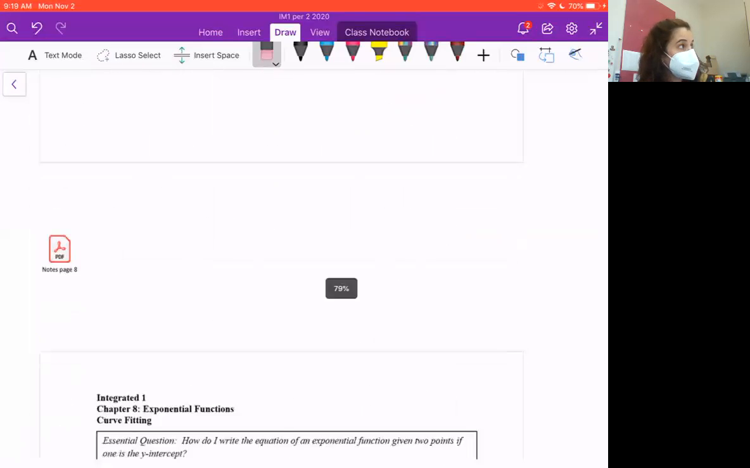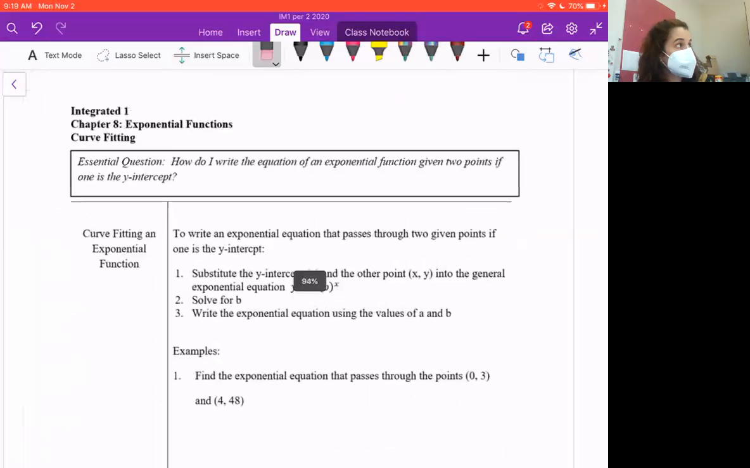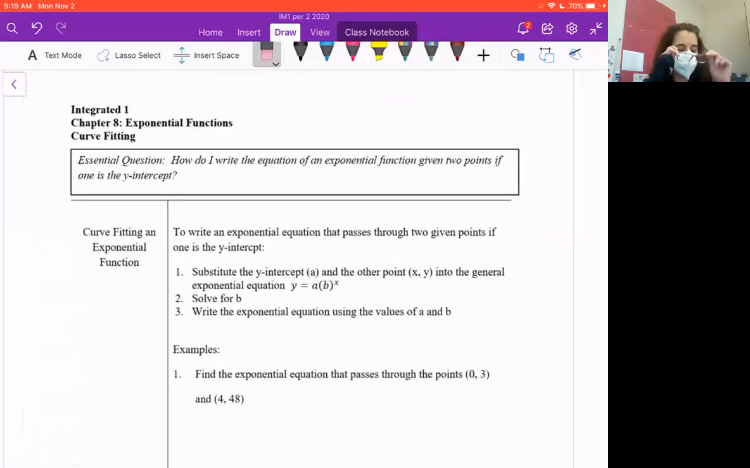Okay. Today, this is page 8 of our notes. We are going to start doing something called curve fitting. Curve fitting just means fitting an equation to a graph or to 2 points. And we call it a curve because it is an exponential curve. So in other words, if I give you 2 points, can you figure out what the exponential equation is?